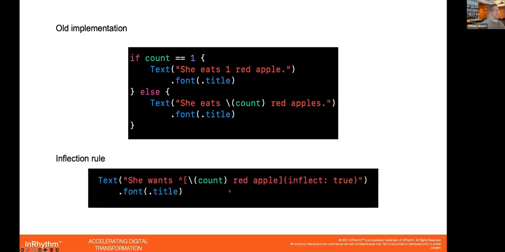So here, as you can see, it's only one line, and it does basically the same thing, but now you have to add, using Markdown and attributed strings, this inflect true, and then the result is going to be the same, but now you only have one line.